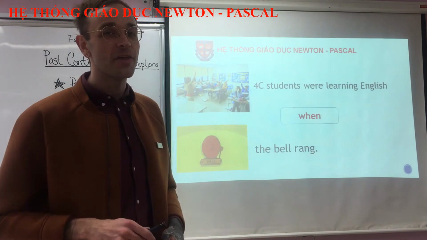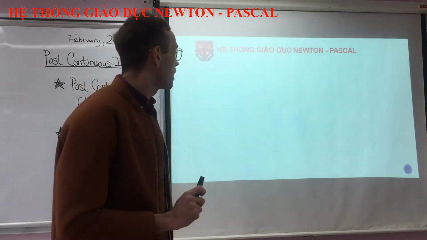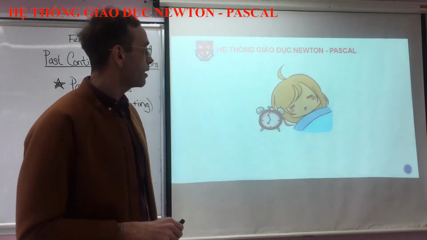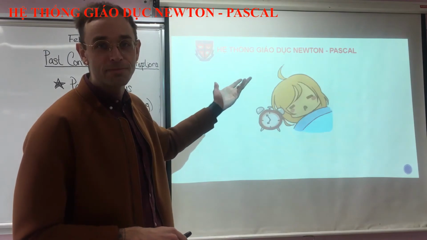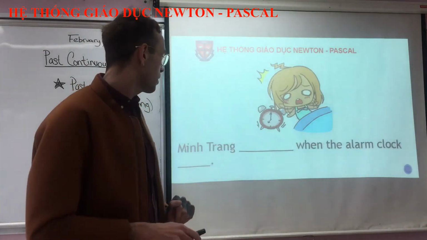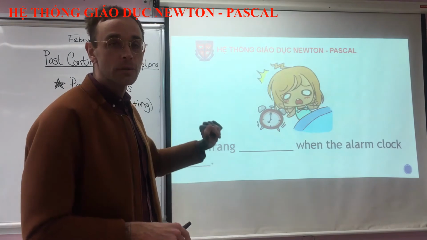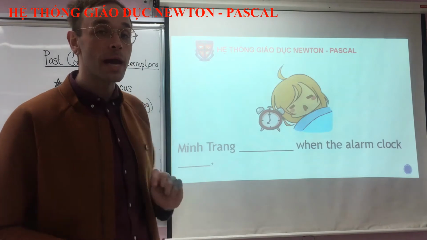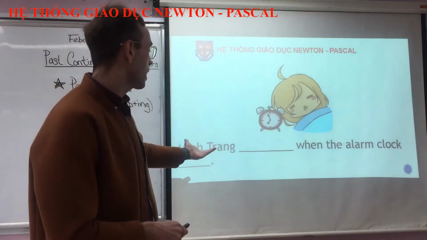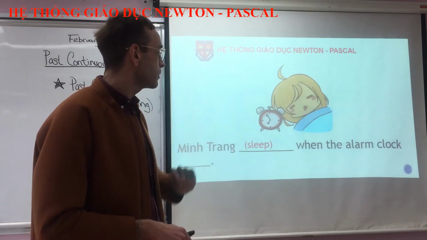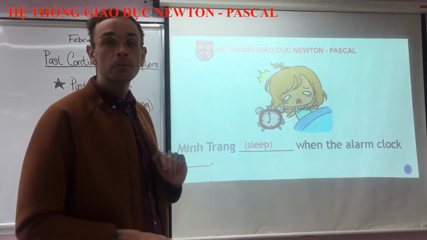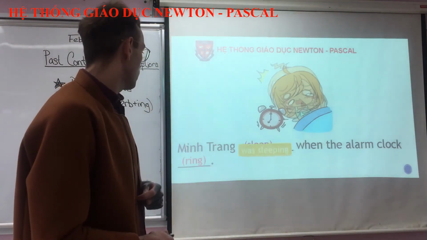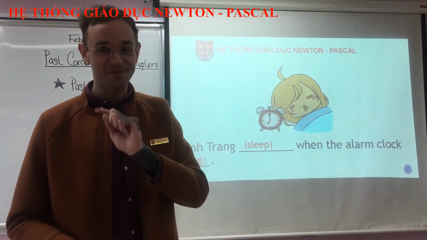Okay, let's look at another example. This time, I want you to do a little bit on your own first. So, here we have a picture of Ming Chang sleeping soundly. We have some blank spaces that we want to fill in with the correct form of the verb that I'm going to give you. So, Ming Chang, we have the verb sleep, and then Ming Chang was interrupted by the alarm clock. The alarm clock did something, and that thing is ring, okay?